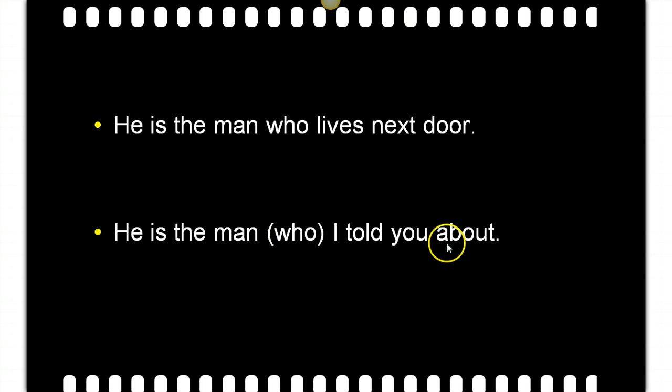But he is the man, the subject is he. I told you about the man. I is the subject. So the subjects are different. When the subjects are different, then who can be omitted. I can say, he's the man I told you about. Okay?